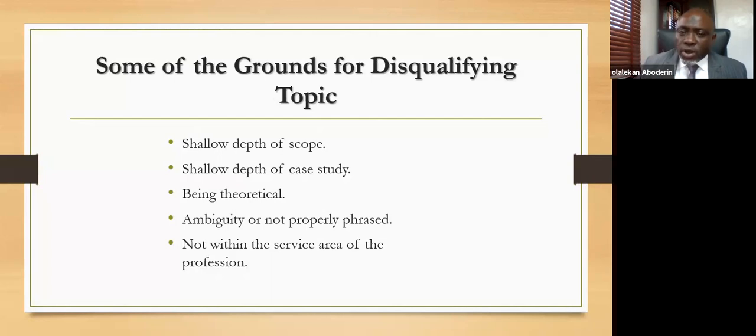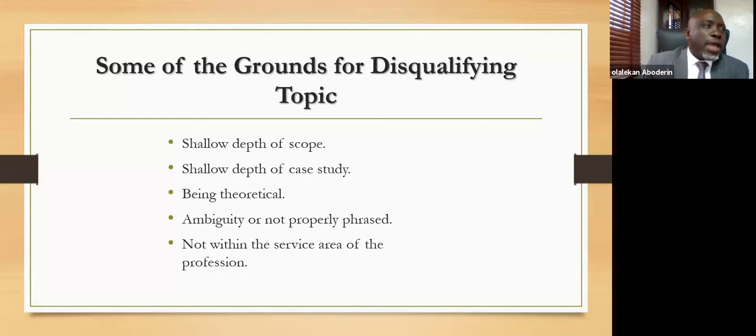So grounds for disqualifying a topic. The following are some of the common grounds why topics are disqualified. And I'm talking from the perspective of NIESV. One is shallow depth of scope. The topic is too shallow. Two is shallow depth of case study. The case study is not sufficient.